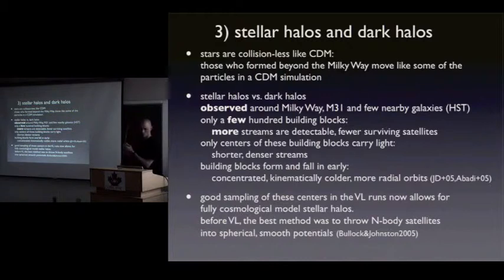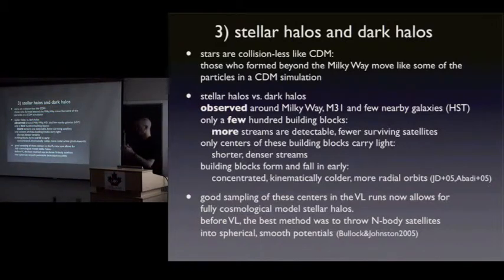Once a star has formed, it just behaves like a collisionless dark matter particle. So we are now trying to add simple toy models to our simulations and tag the inner parts of halos as stars. Then, of course, we can compare to observations of the Milky Way and M31. Stellar halos are also seen around nearby galaxies. The difference is that in stellar halos, there are only a few hundred luminous building blocks that build up the stellar halo, instead of hundreds of millions of dark matter halos that build up the dark halo. And because there are fewer blocks, you get more detectable streams.